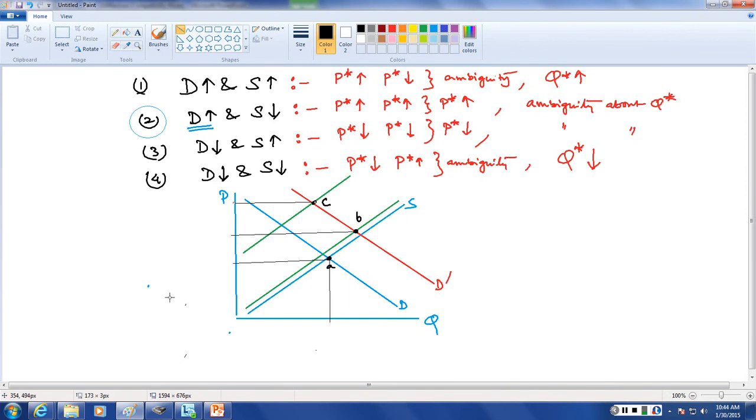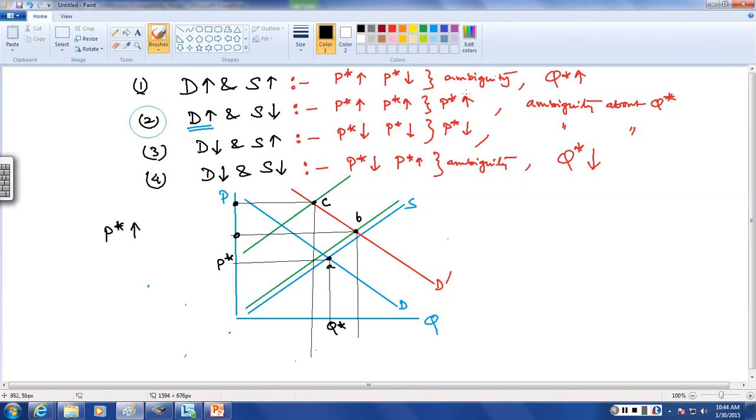But now let's look at quantity. This could be the new equilibrium quantity, or it could be this. So let's make sure we label this correctly. So this is the original Q star, and this is the original P star. But you can see, oh, I'm sorry, no, that's wrong. The original P star is this. So we can see here that the new P star could be either this or that, so we have no ambiguity about P star. P star certainly rises.